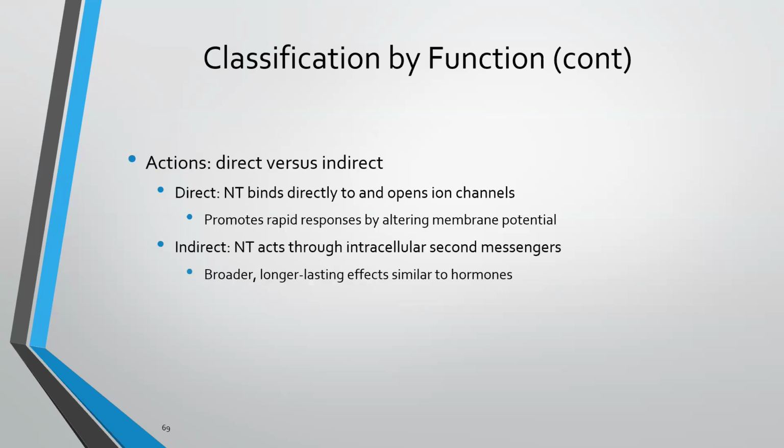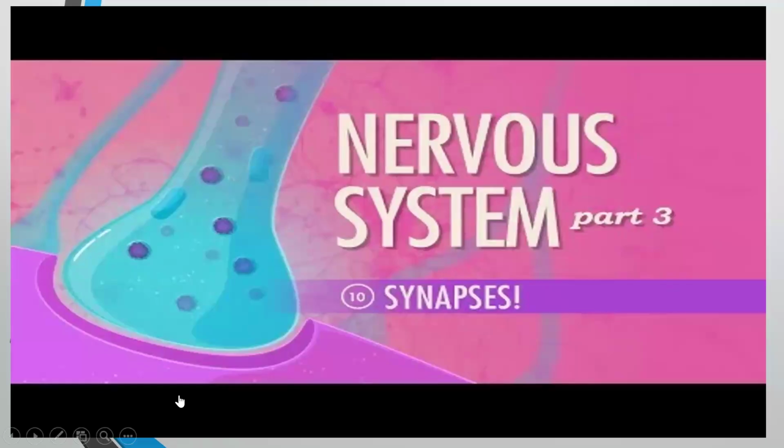When we look at the actions, which is direct versus indirect, direct is when the neurotransmitter binds directly to and opens the ion channels, and that promotes a very rapid response. And indirect is when it acts through intracellular secondary messengers. So it's much more broad, with longer lasting effects, similar to how hormones work. We're gonna watch a little video about synapses here.